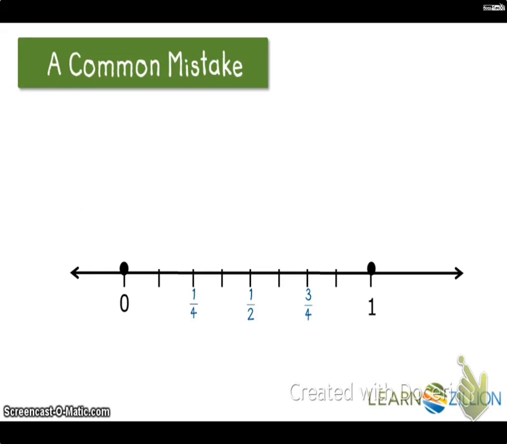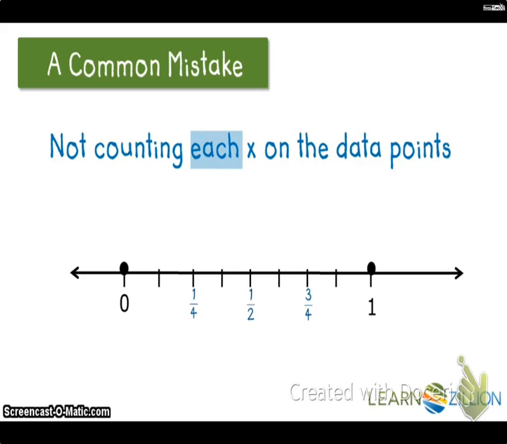A common mistake that is made is not counting each x on the data point on the number line as a separate piece of data. So on this line plot, there are two x's above the 1/4. So you have two separate pieces of data for 1/4.